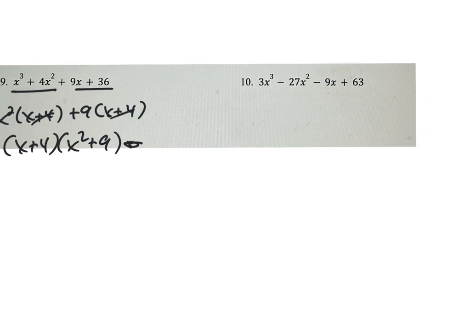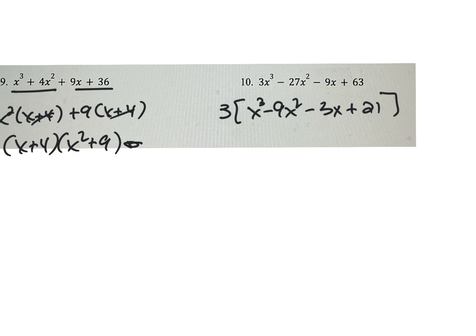Number 10, same kind of problem, except the first thing you need to do when you start to factor is take out a GCF. You know what? Number 10 has one. So I can take a 3 out of everything. That's going to leave an x cubed, a 9x squared, a 3x, and a 21.